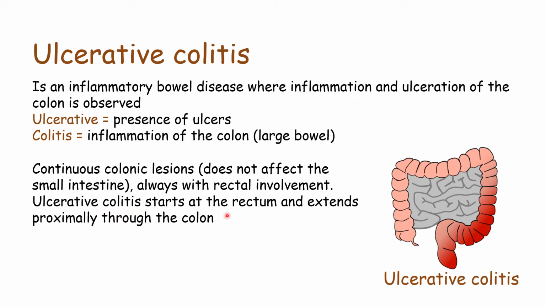So ulcerative colitis will start at the rectum and extend proximally through the colon. As we can see in this image, we have the rectum here, it's very inflamed, it's red, and the inflammation essentially spreads up throughout the colon, but it would never affect the small bowel or anywhere else in the GI tract.